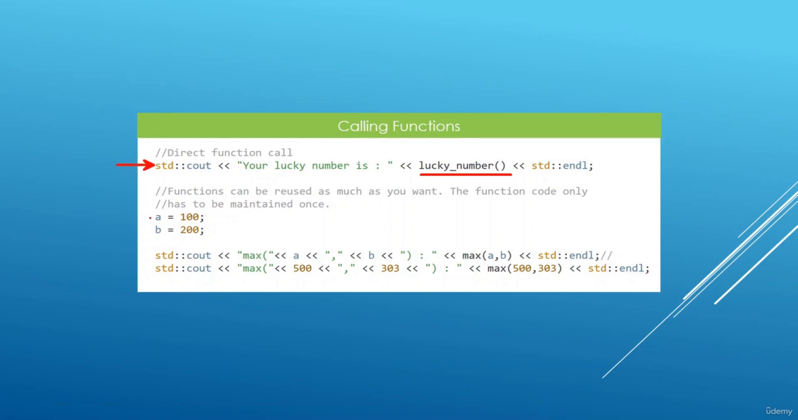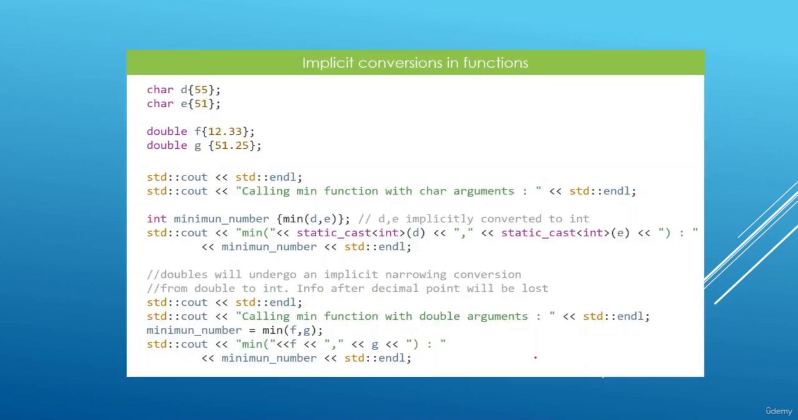Down here, we set up a few variables, a and b, and we are going to use them to call the maximum functions. You see we call max a, b, or we can even pass in number literals like we are doing down here. One thing I want you to be careful about is implicit conversions that might happen when you are calling your functions. Suppose we have a minimum function like we see here, which is going to be taking in integer parameters.